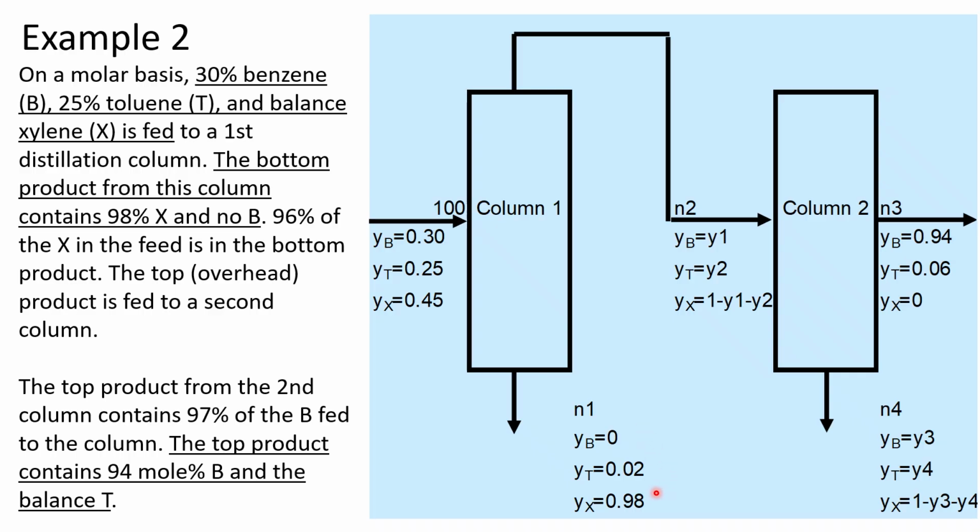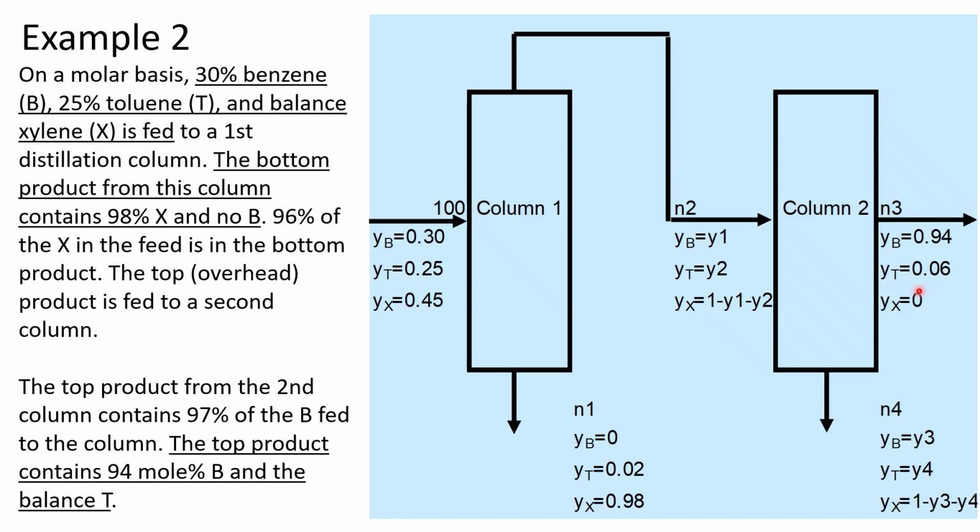The next underlined section states that the top product from the second column over here contains 94 mole percent benzene, and the balance is toluene. That means the mole fraction of benzene is 0.94. Since the balance is toluene, the mole fraction of xylene is 0. There's no xylene in the stream. And to ensure that the three mole fractions sum to 1, the mole fraction of toluene has to be 0.06.